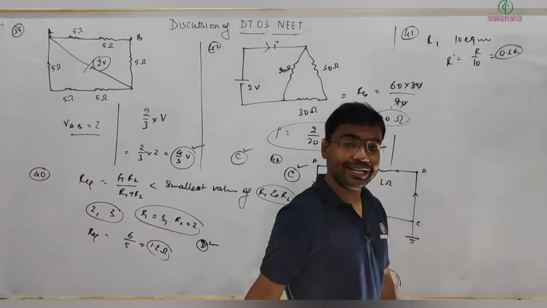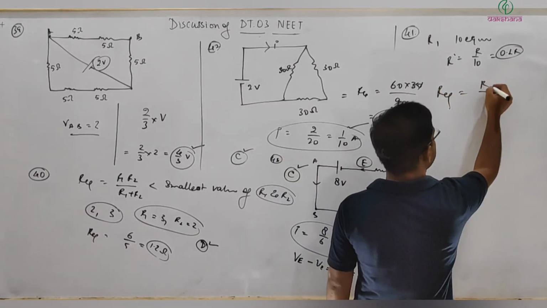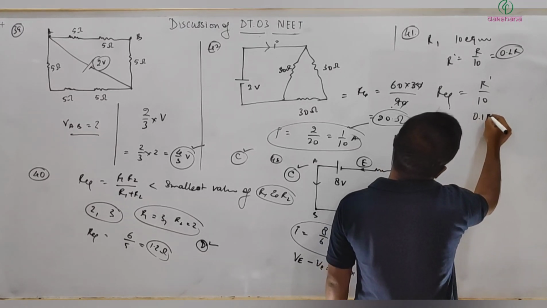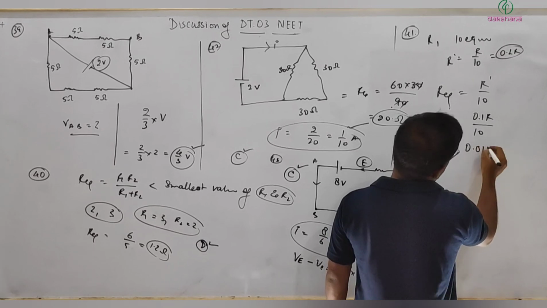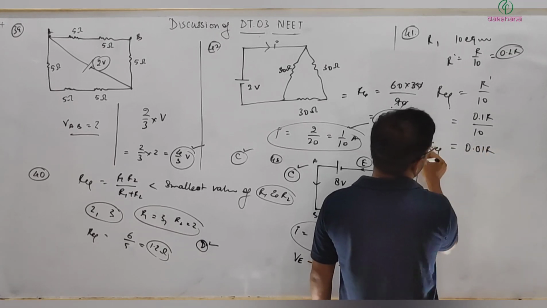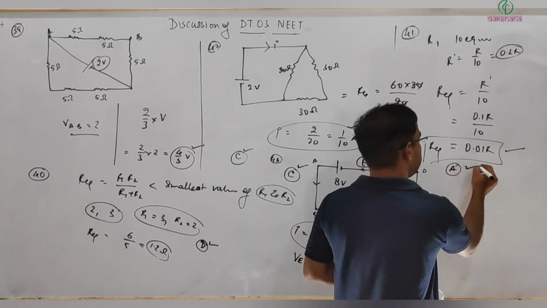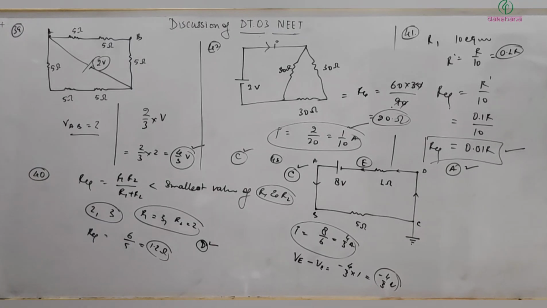And when they are connected in parallel, then R equivalent is equal to R prime by 10, that means 0.1 R divided by 10, that comes out to be 0.01 R. So this is your R equivalent, and that matches option A. Next question numbers, 44 and 45.